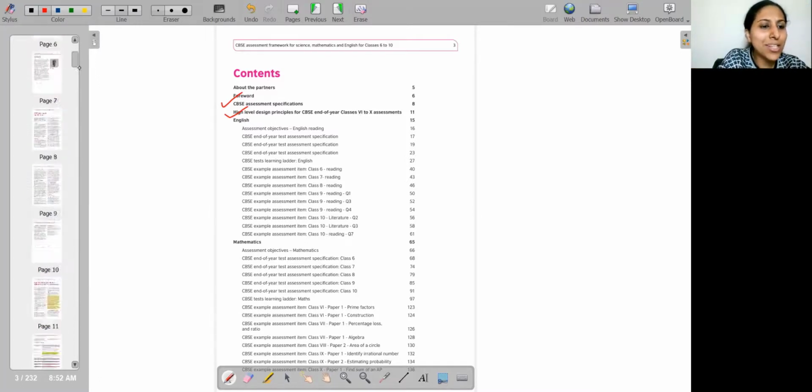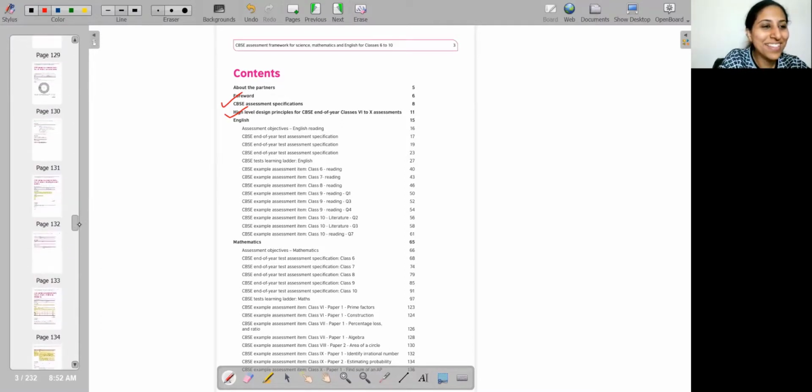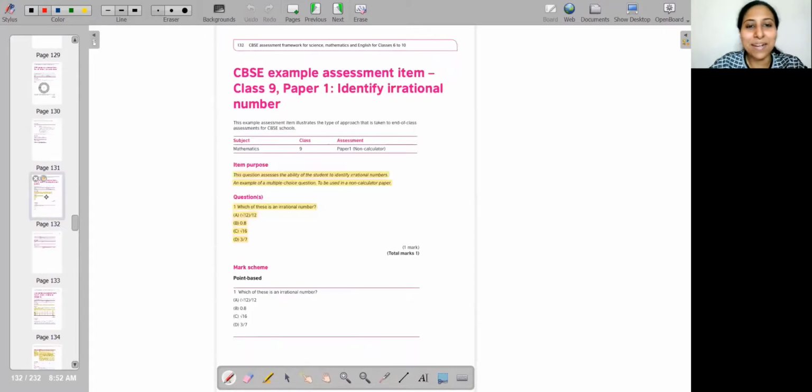Let's go to the math section. A little more priority I'm giving to maths, being a maths teacher myself. Okay, that's the part I can explain better. So here, if you're looking at the 9th grade paper, this is a question which can be asked from identifying irrational numbers. Which of these is an irrational number? And you need to choose the correct answer from the options which are given.